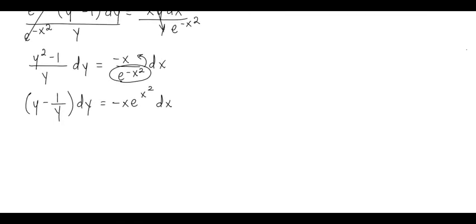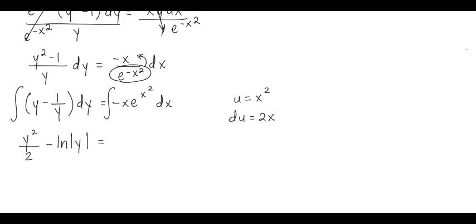Now I'm going to integrate both sides. On the left side, the integral of y is y squared divided by 2, and the integral of 1 over y is natural log absolute value of y. On the right side of the equation, we're going to need to use u substitution. To integrate, I'm going to choose u to be what is in the exponent of e. So u will be x squared, meaning that our du is 2x dx. We do not have a 2, so I'm going to divide both sides by 2 to see that 1/2 du is equal to x dx.